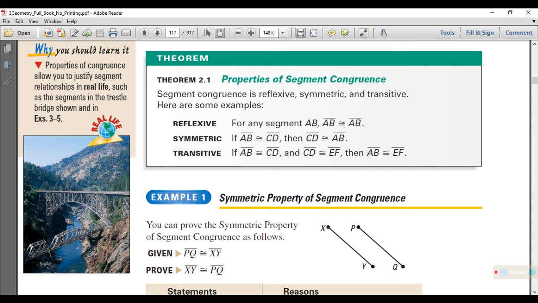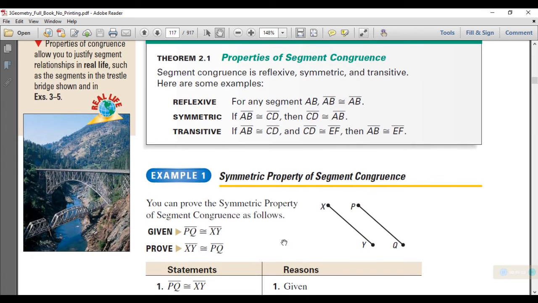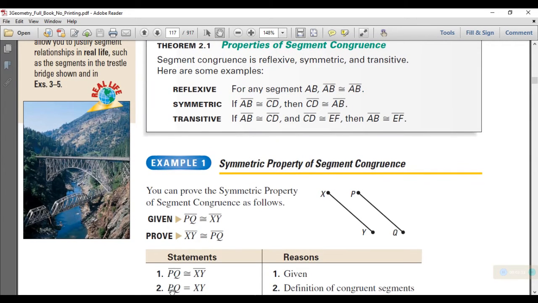So, ano-ano yung mga statements na gagamitin natin? Pareho pa rin, we will still start with the given. So, statement natin, segment PQ is congruent to segment XY. Given ang reason. Pangalawang statement, yung measurement ni PQ ay equal sa measurement ni XY. Saan yun galing? Definition of congruent segments. Na-discuss na natin yan a long time ago. Kapag congruent ang dalawang segments, ibig sabihin, pareho sila ng length. So, PQ is equal to XY.